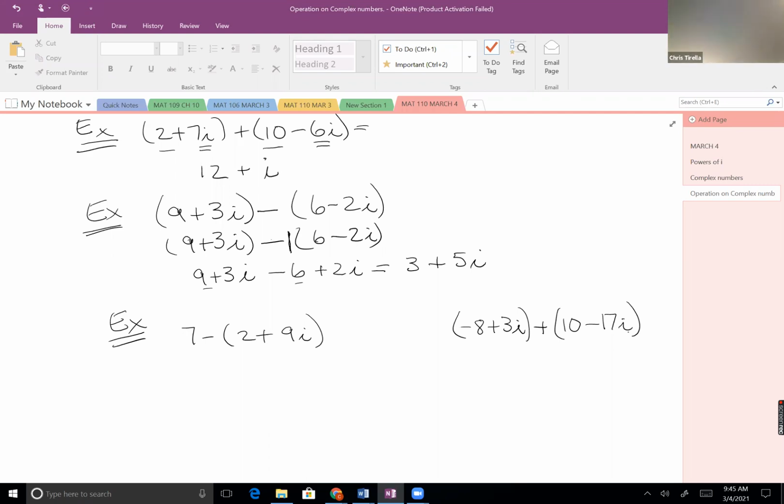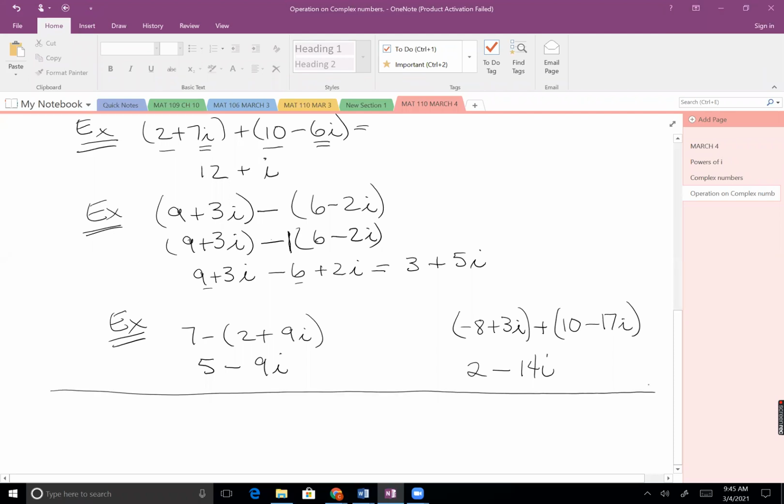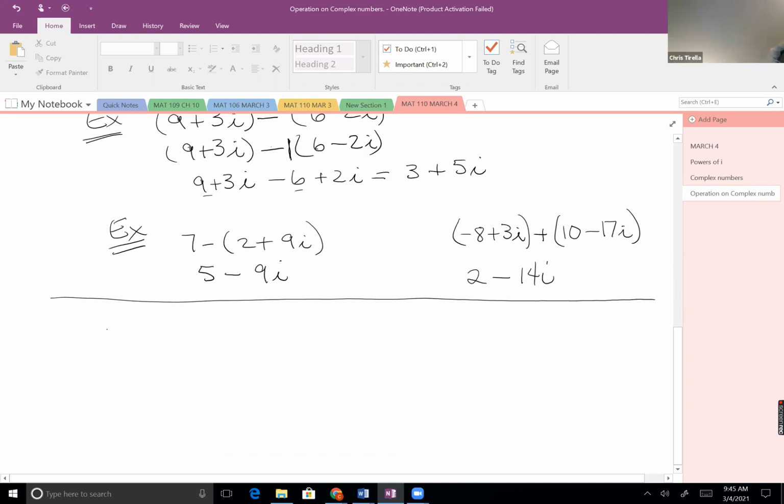So, did you guys get 5 minus 9i and 2 minus 14i? Great. Next example is just a little bit more involved. What if I have 5 times the square root of negative 8 plus 3 times the square root of negative 18?